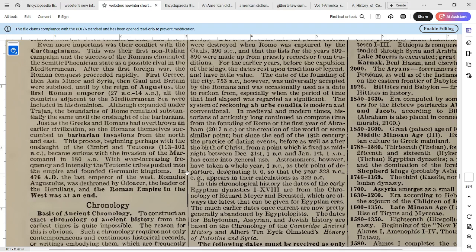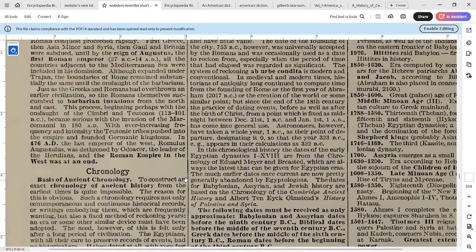Astronomers, however, have taken a whole year, 1 BC, as their point of departure, designating it 0, so that the year 323 BC, for example, appears in their calculations as 322 BC.